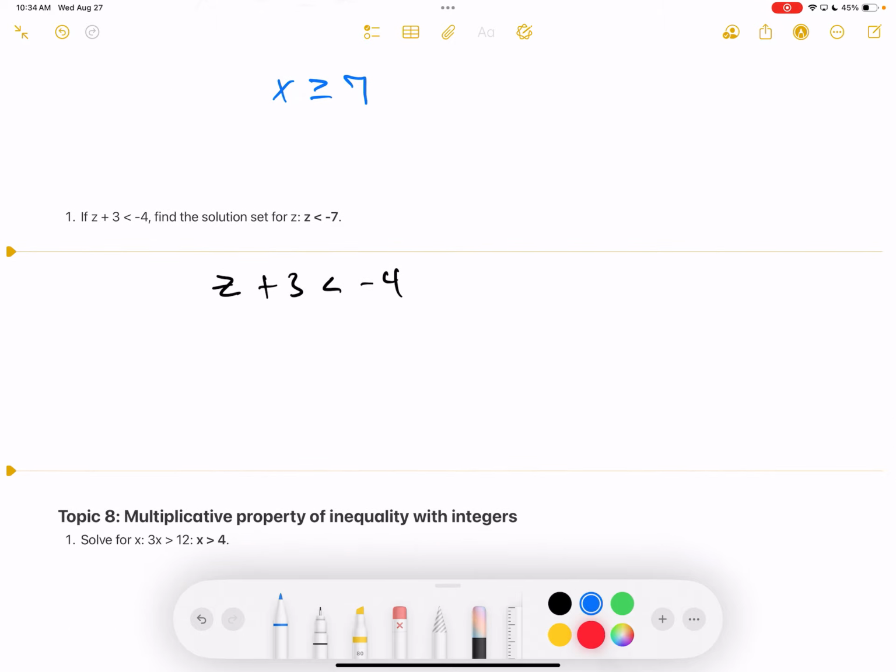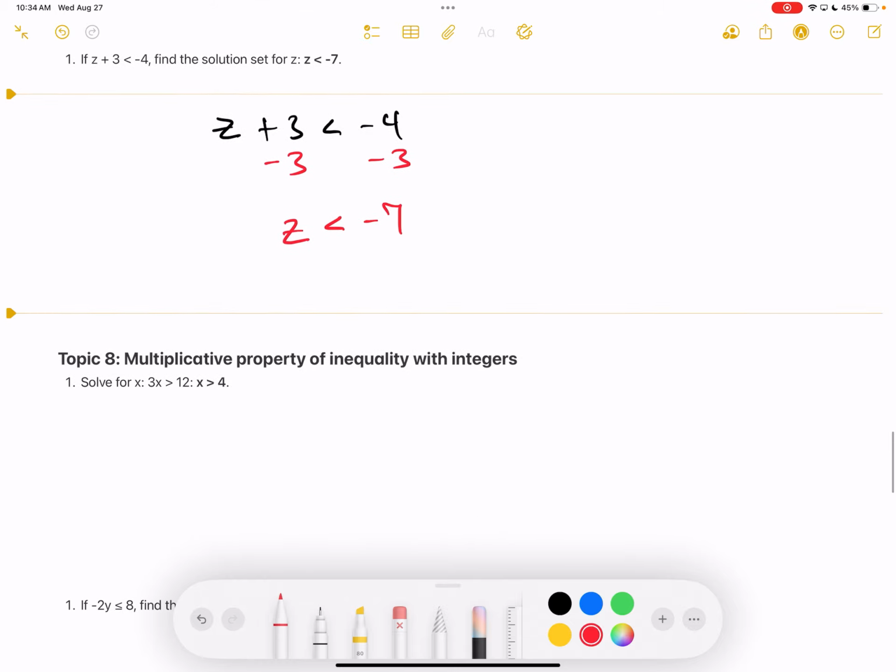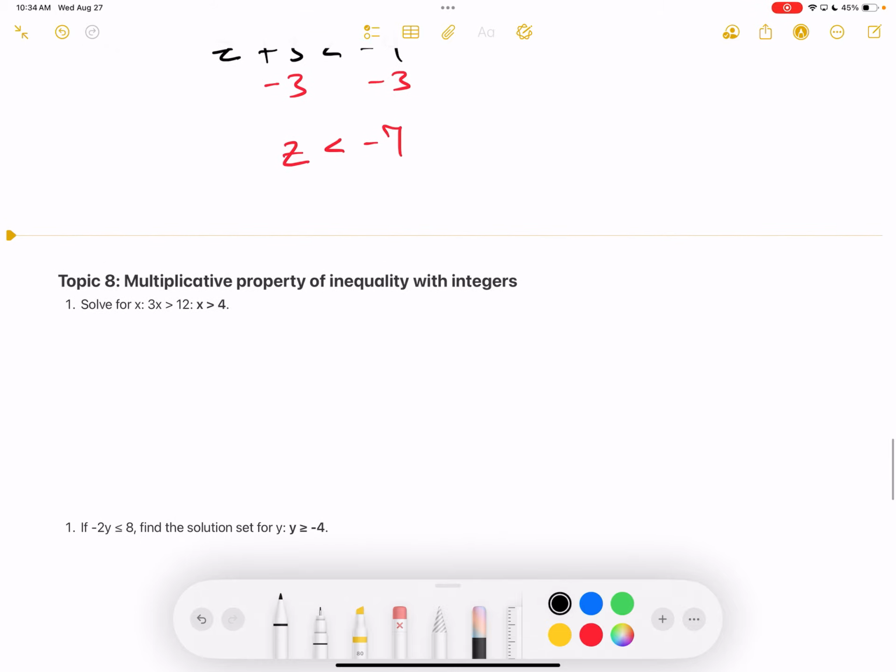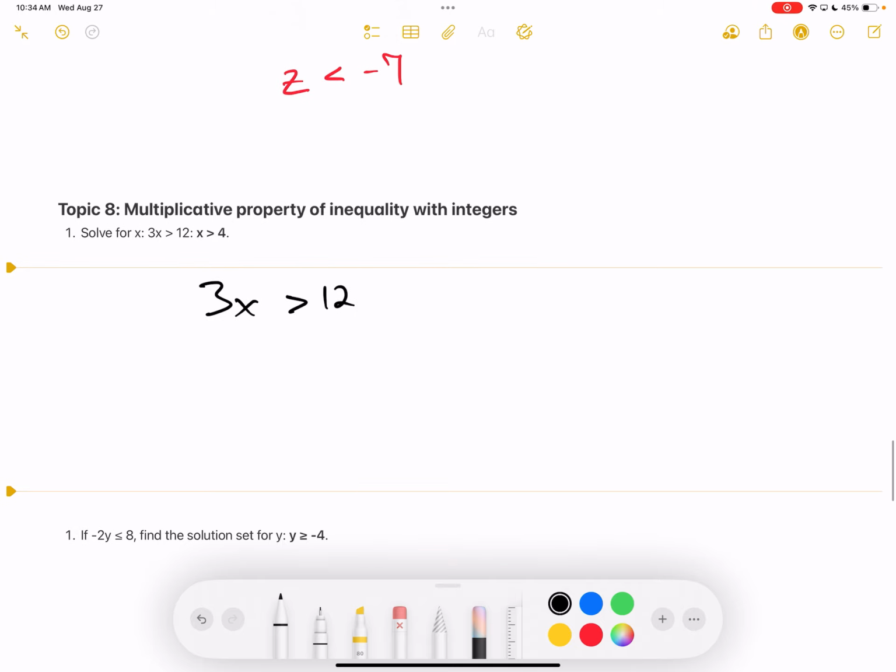So on this one, to get z by itself, I subtract 3 from both sides. If I owe you $4 and I borrow 3 more, I owe you $7. All right, so we get into one like this where we have to divide. If I divide by 3, I'm dividing by positive 3, so that is x is greater than 4. I don't do anything different.